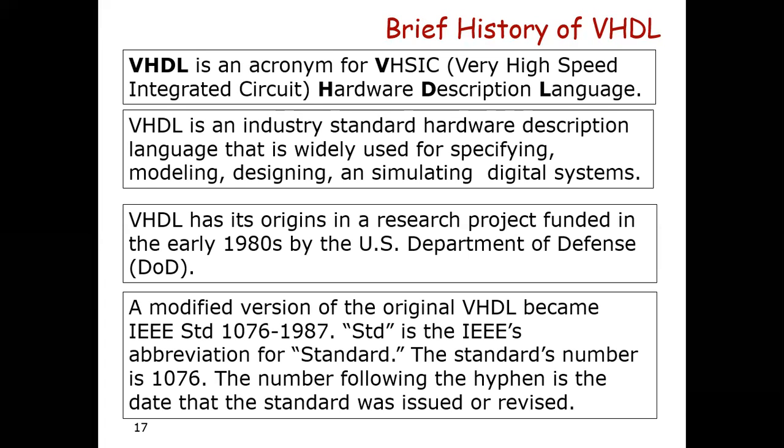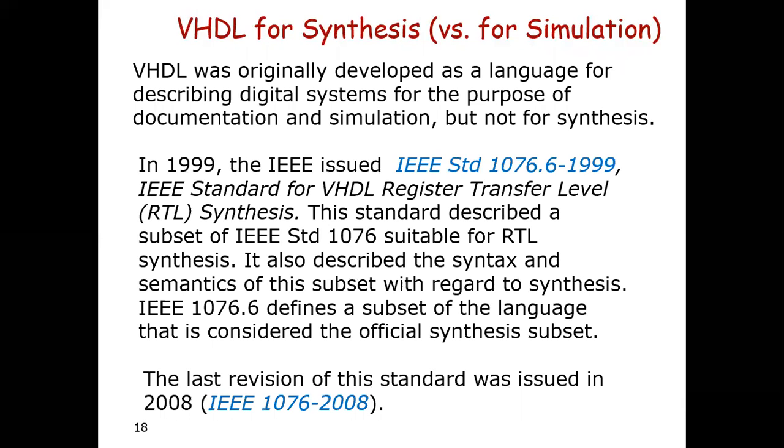STD is the IEEE's abbreviation for standard. The standard's number is 1076. The number following the hyphen is the date that the standard was issued or revised. VHDL was originally developed as a language for describing digital systems for the purpose of documentation and simulation, but not for synthesis. In 1999, the IEEE issued IEEE Standard 1076.6-1999, IEEE Standard for VHDL register transfer level, that is RTL, synthesis.